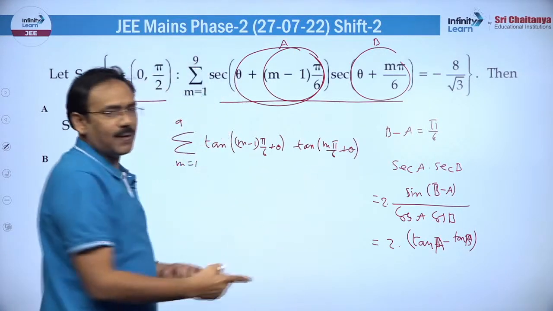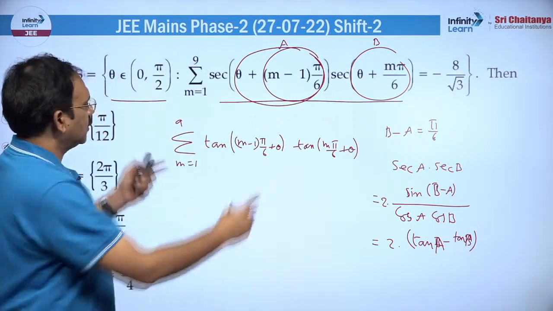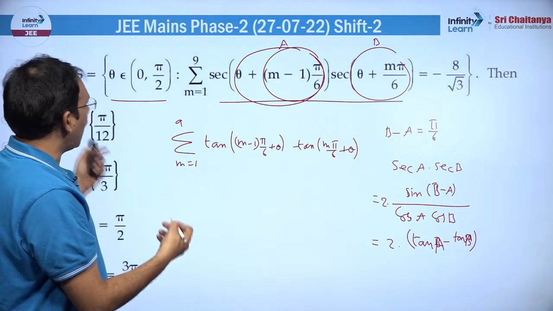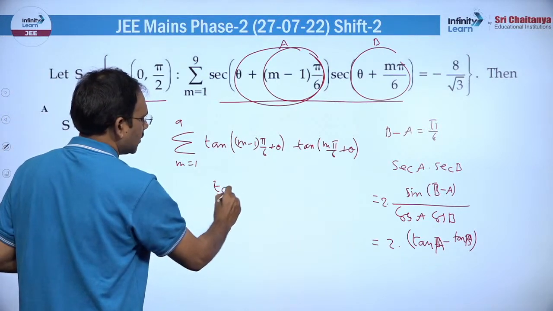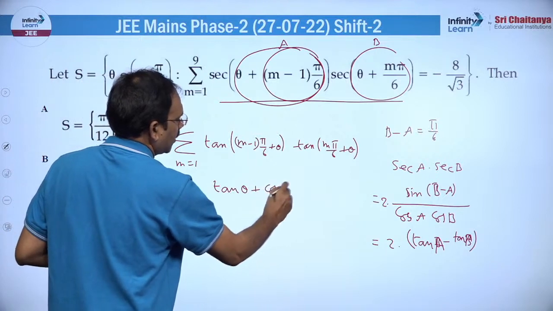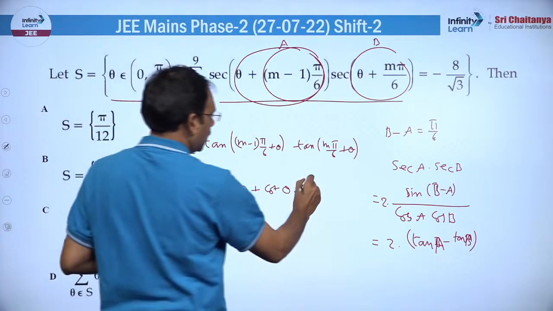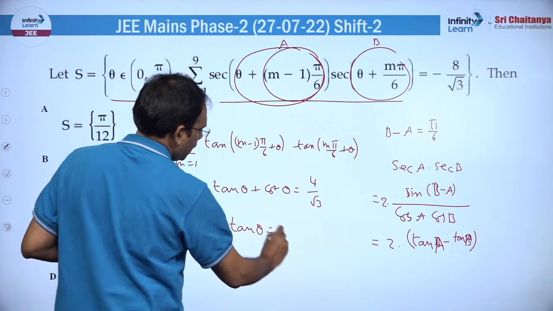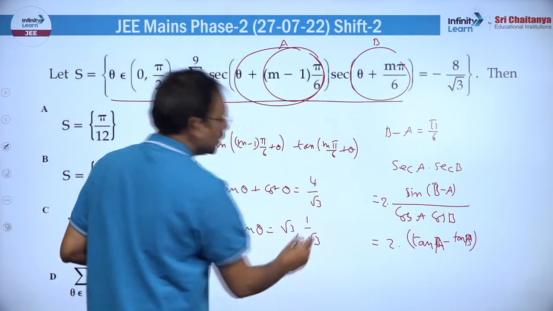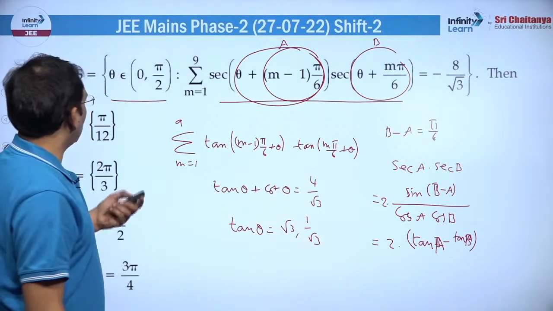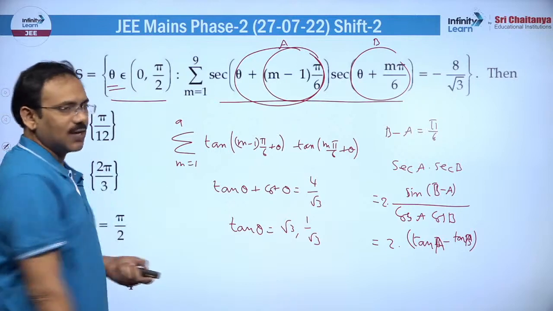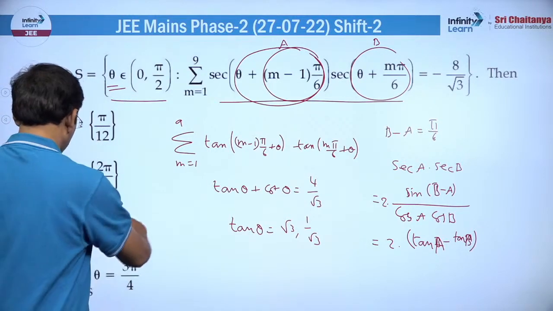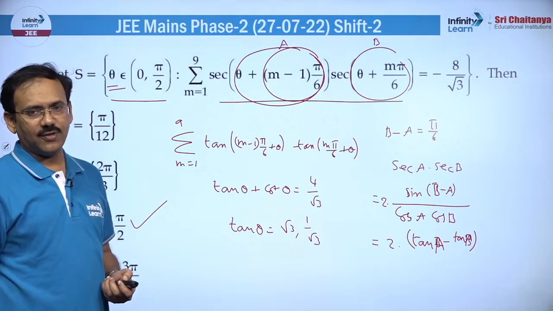Now if you just apply sigma, after cancellation this converts like tan k minus tan L is equal to minus 8 by root 3. After simplifying, you are going to get an equation like tan theta plus cot theta is going to be 4 by root 3. From this you can say, my dear friends, tan theta must be either root 3 or 1 by root 3. So you will get 30 degrees or 60 degrees are the only two possible thetas. So in the first quadrant, their sum is going to be pi by 2. That's all. Option C is the right answer, friends.